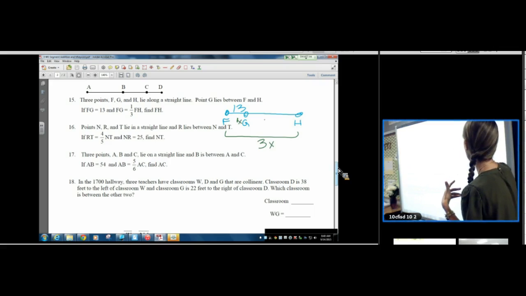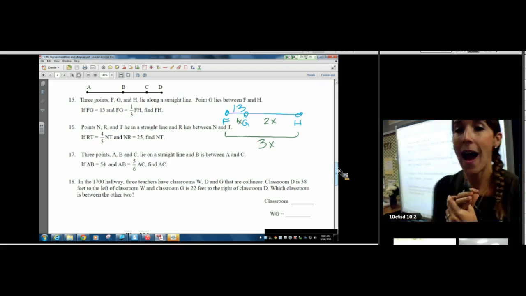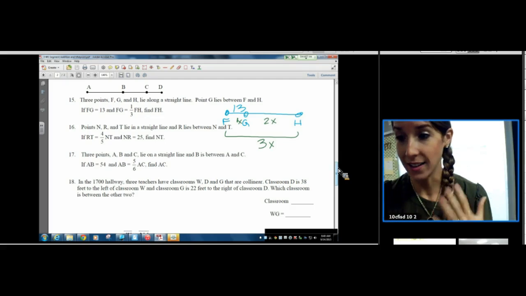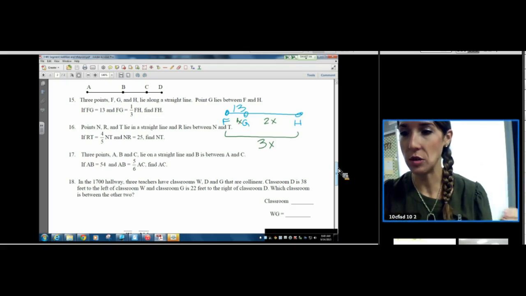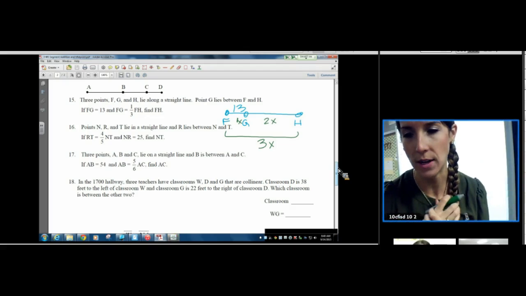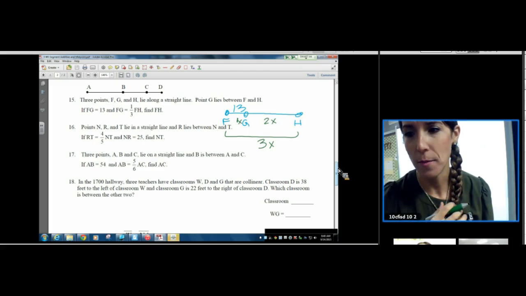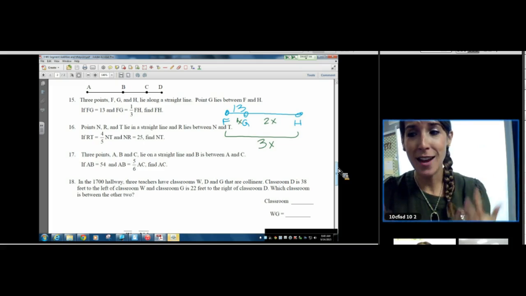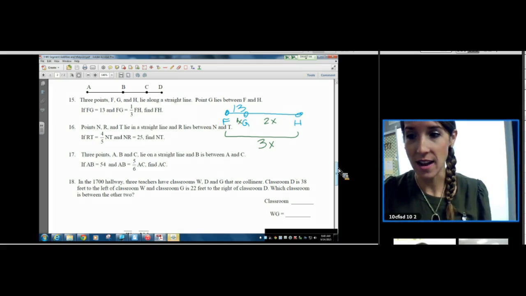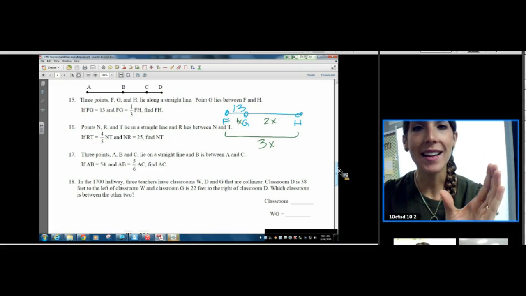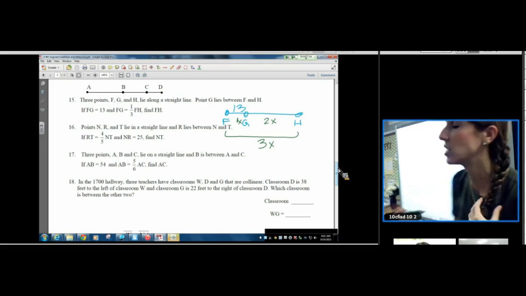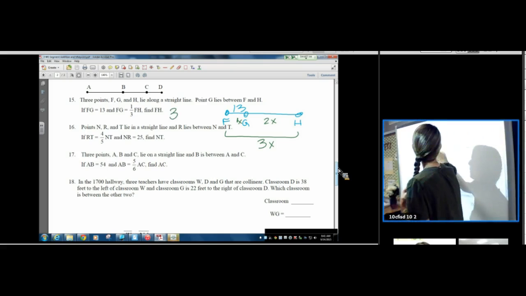And so part plus part equals whole, so that's 1x, that's 2x, and that's 3x. I didn't have to go through all of that, but I just wanted to show you just in case you're given different pieces of information. Okay, so if I wanted to find FH, I would just take 13 and I would triple it. Times 3. Because if 13 is 1x, then what's 3x? Well, it's 39. So the answer was 39.